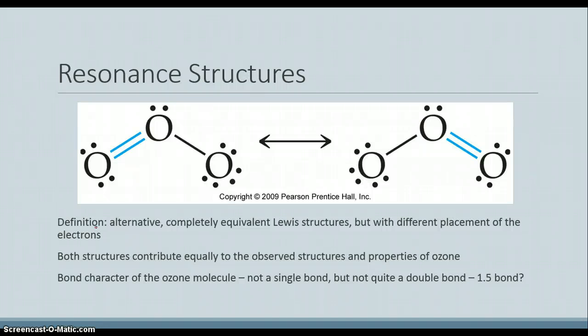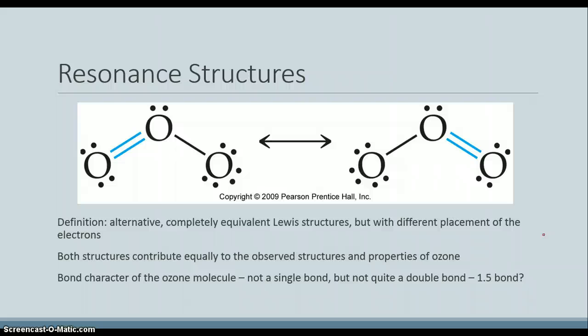Then that means both structures contribute equally to the observed structure and properties of ozone. So that means no one of these is actually observed. They both kind of are an average, or they get averaged into the actual structure of ozone. Now, actually representing ozone is a little bit more difficult, at least in terms of what we see with bonding. But just be able to picture this as sort of a merging of the two, an average of the two. Bond character. So it's not really a single bond between oxygen and oxygen here. And it's not really a double bond. So the oxygen-oxygen bond in ozone is kind of like a 1.5 bond. You can't really say it's a single or a double because it actually is somewhere in between.